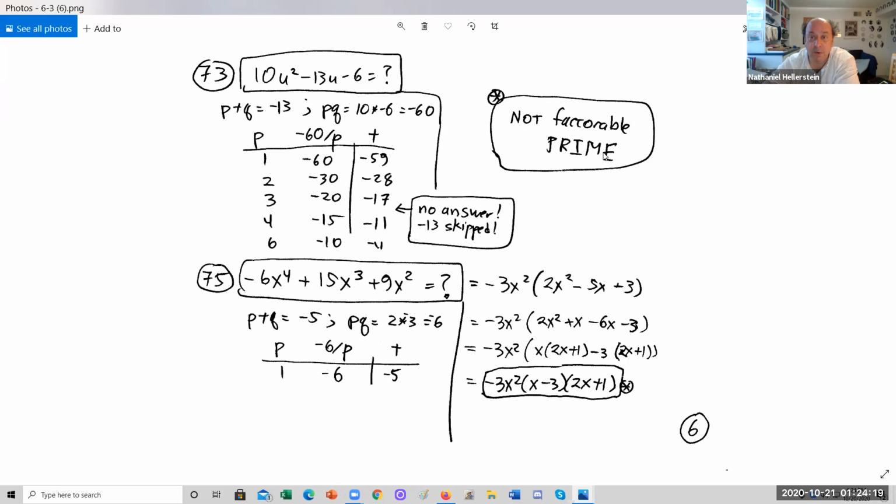Therefore, this is what's called a prime polynomial. Now, it turns out you can set this equal to 0, but you have to involve what are called irrational quantities. We will get to that later.